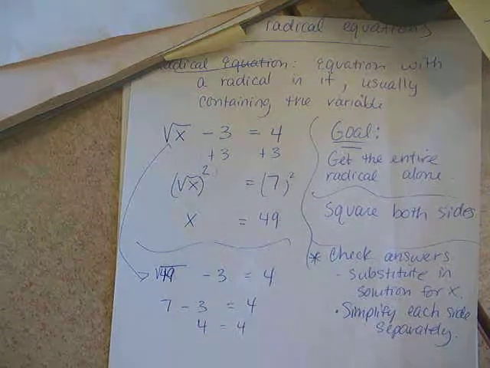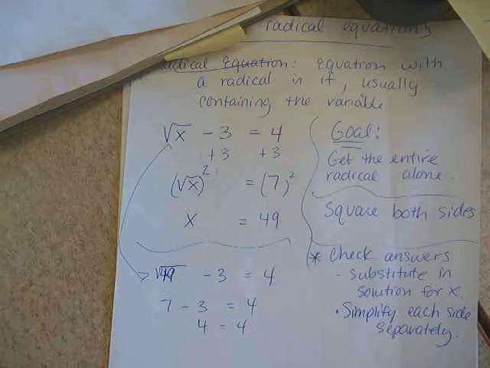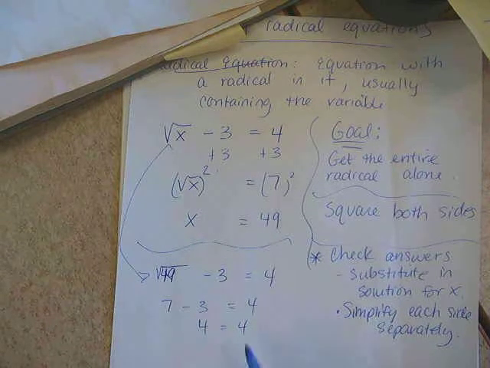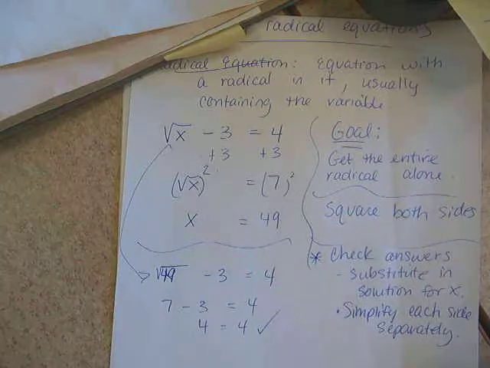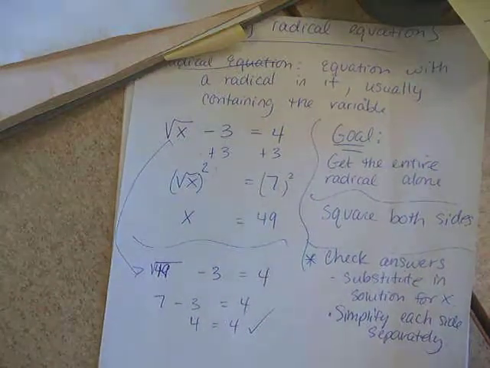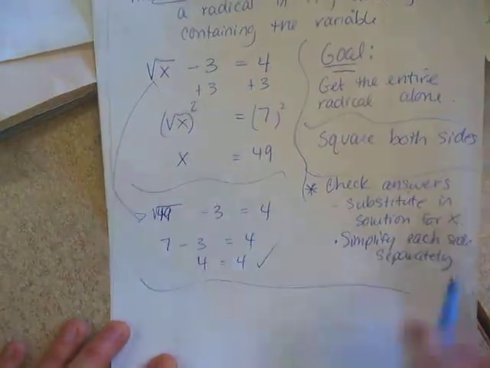So the square root of 49 is 7. And then 7 minus 3 is 4. You should not be doing anything to both sides, okay? When you're checking, you want to avoid doing that. Okay, that works out.